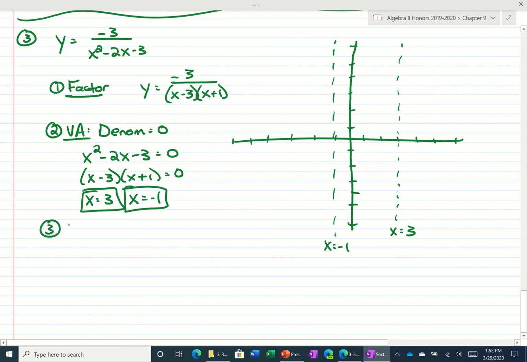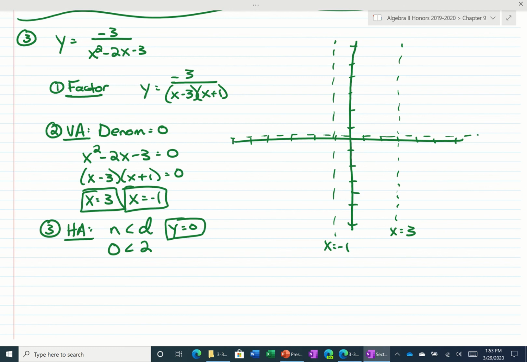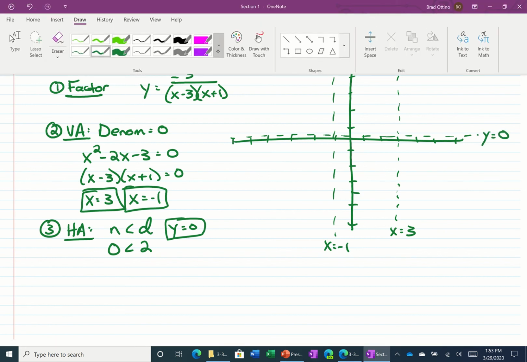All right, let's go to step 4, the horizontal asymptote. Now the degree of the numerator and the degree of the denominator. So the degree on top, there's no x, so the degree would be 0. The denominator's degree would be 2. In this case, y would equal 0. That's what that would look like. And label it. So now we just have to figure out where the branches go.